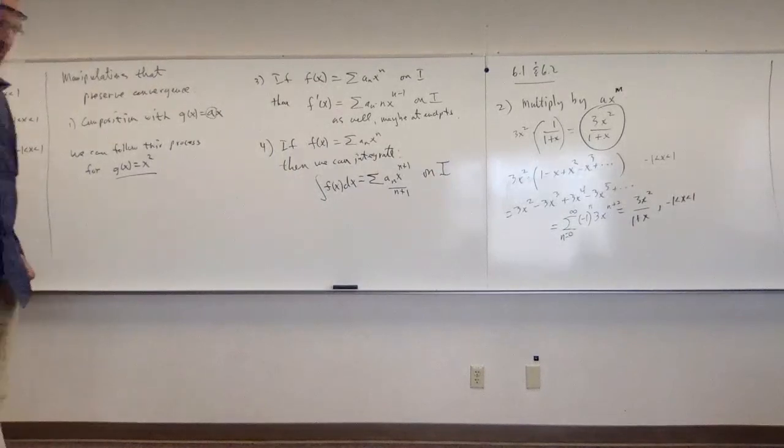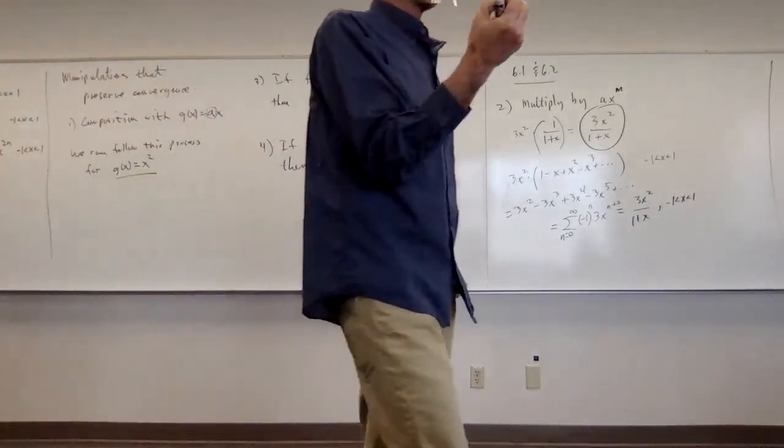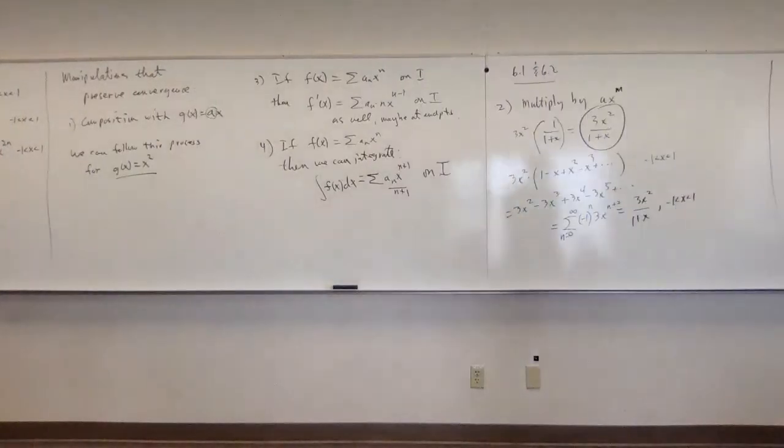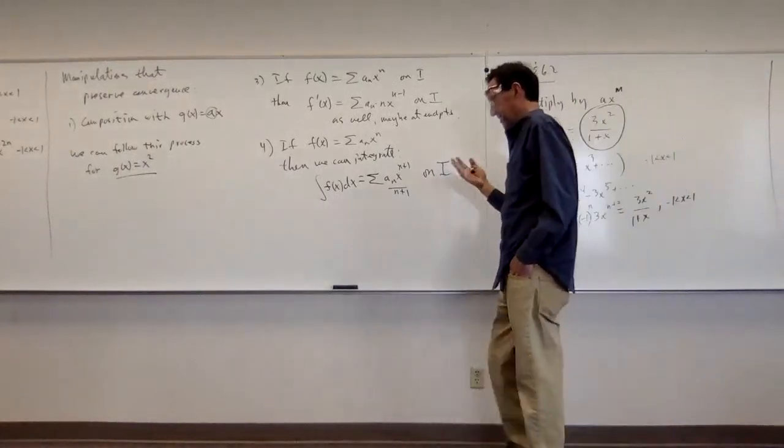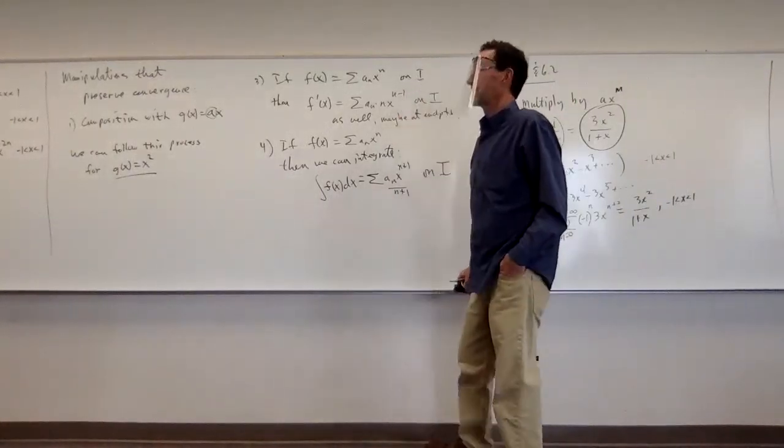So I can differentiate and integrate power series and preserve convergence on the interior of the interval of convergence. Possibly we'll get convergence at the endpoints. That's where we apply the things we learned in the previous chapter to determine whether that series converges or not. If it does, it will certainly converge to the function that we just found.